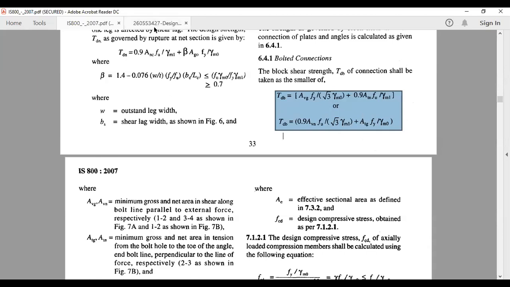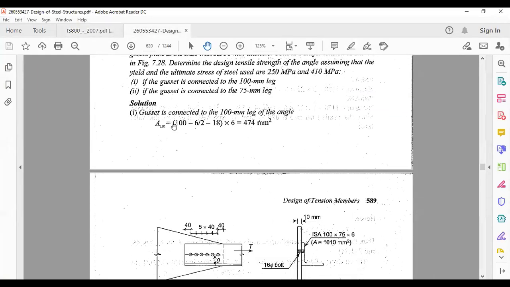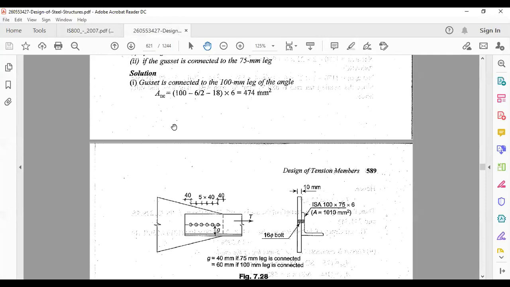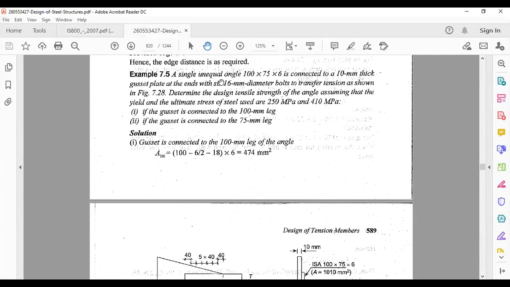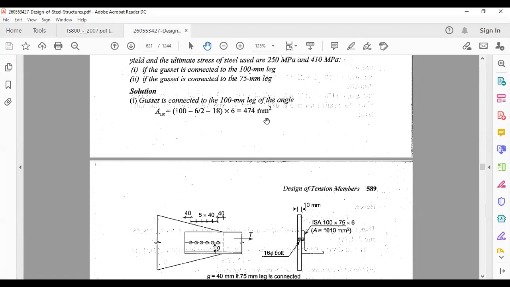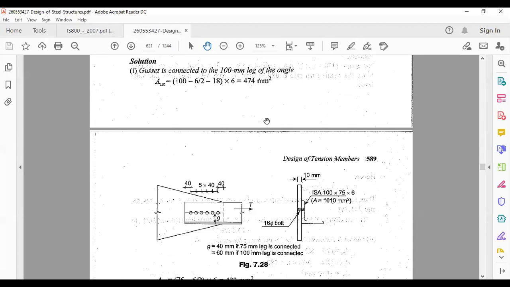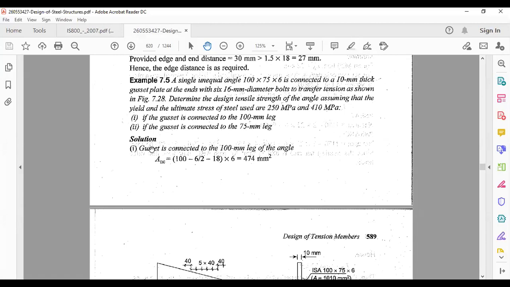Coming to one example which you have already dealt with, here an angle section, 100 by 75 by 6, is connected to a gusset plate. You need to determine the design tensile strength of the angle. I just want to make sure that you are familiar with this procedure. I want to revise your procedure, that's all. It is about determining the strength.